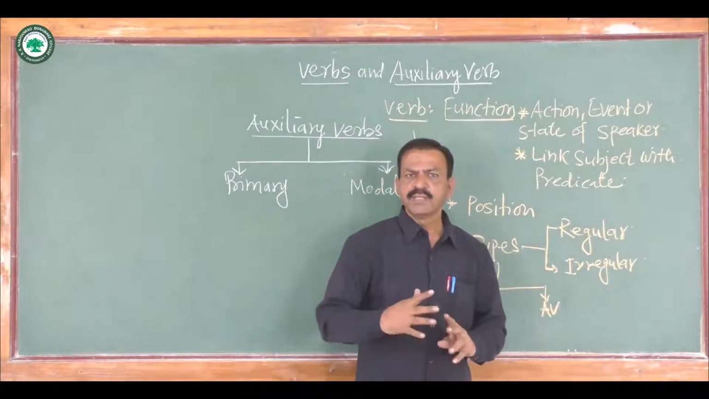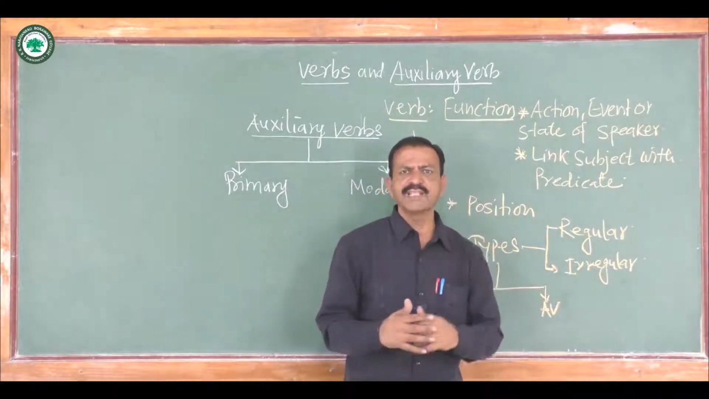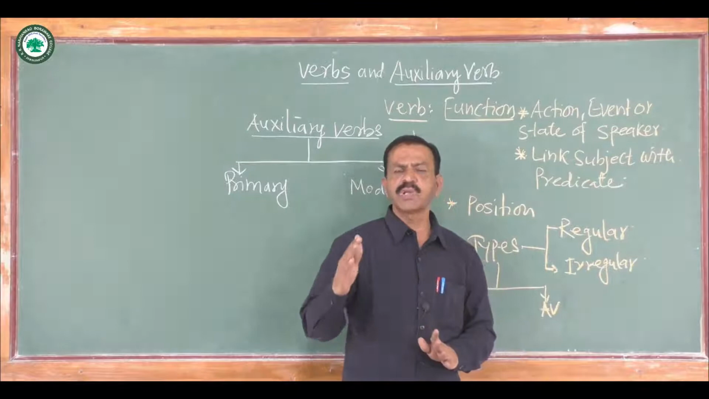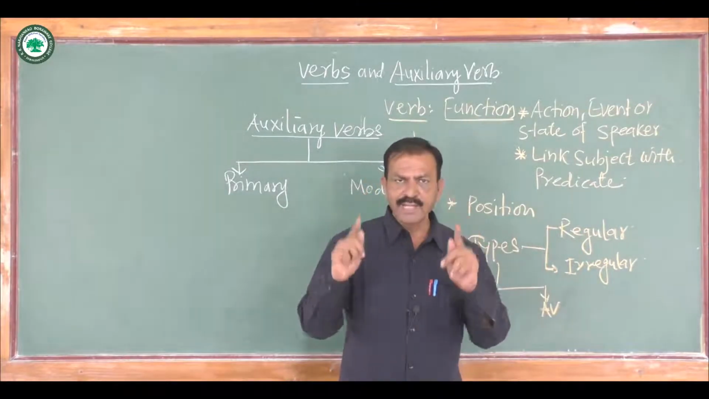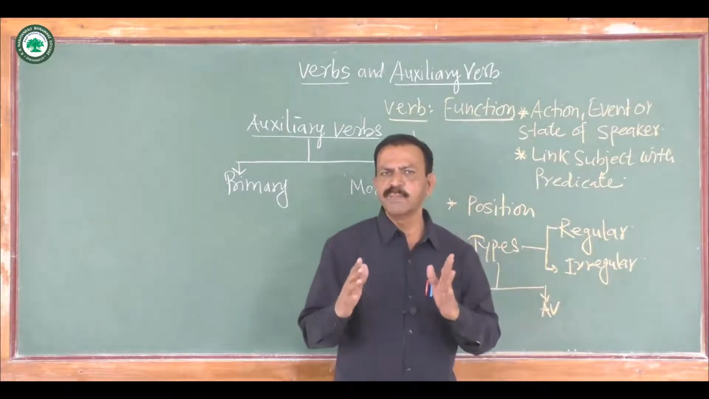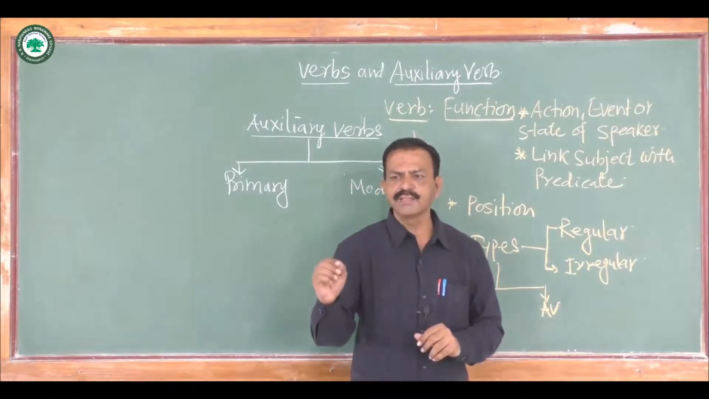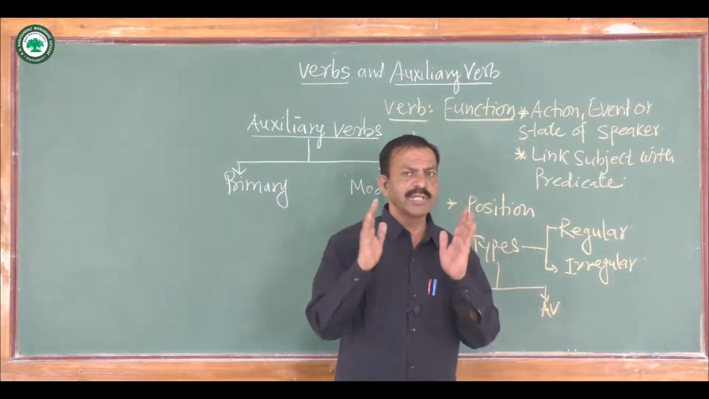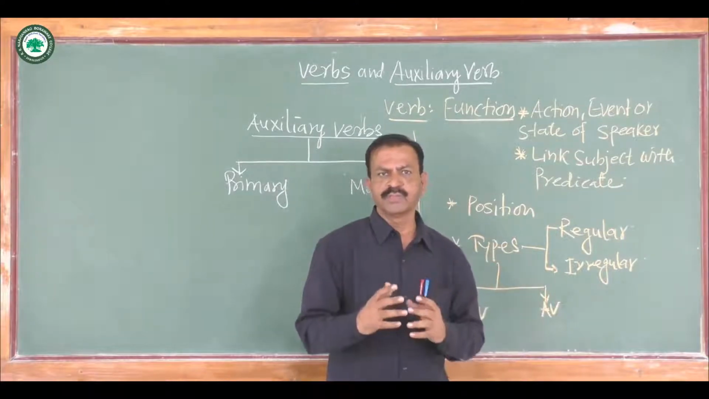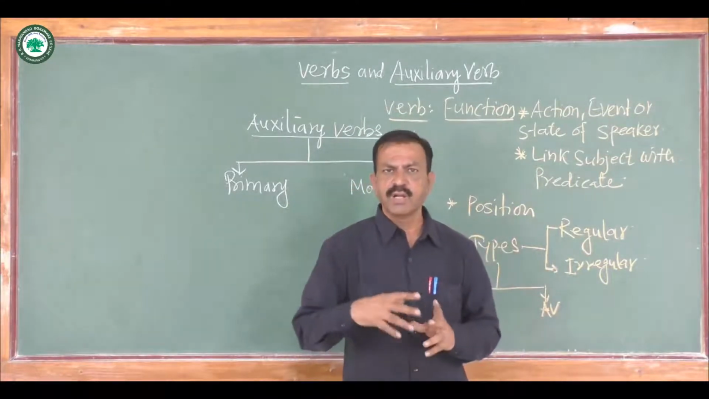How the verb describes or denotes action, event, or state of the speaker, the following examples make it clear. For example, he likes O. Henry's short stories. Here in this sentence, like is a verb and the subject is 3rd person singular, and so in the simple present tense the verb takes s or es. So I say he likes O. Henry's short stories. So here like is a verb which describes what the subject is about, or what the feeling or emotions of the speaker.